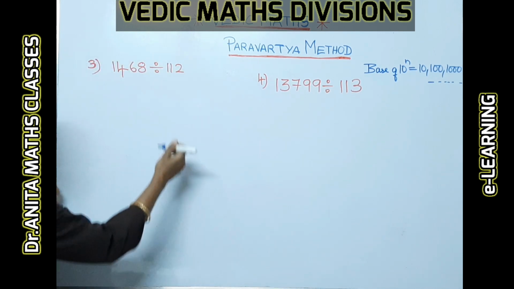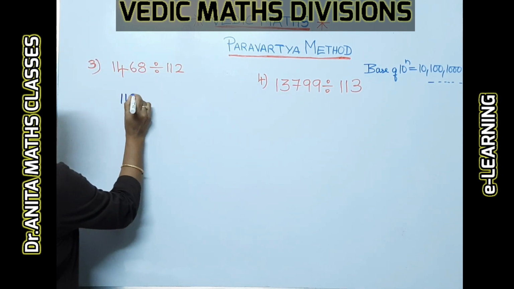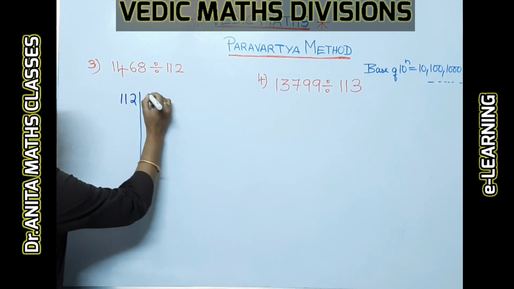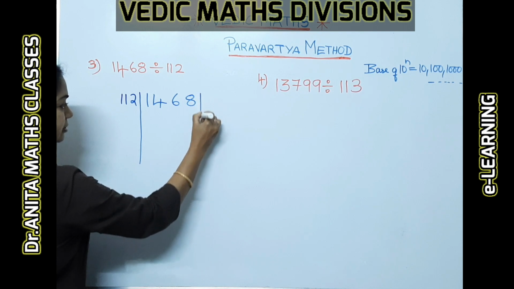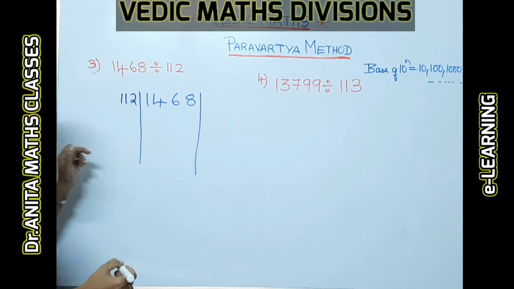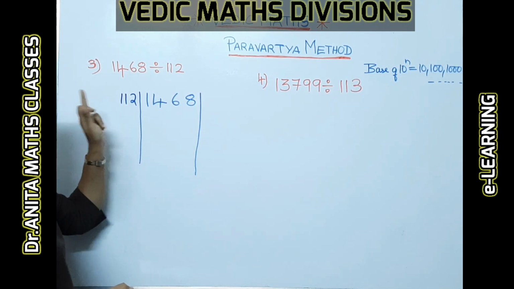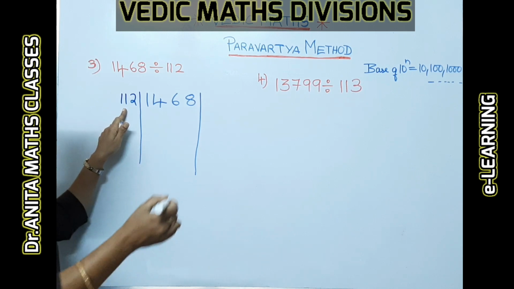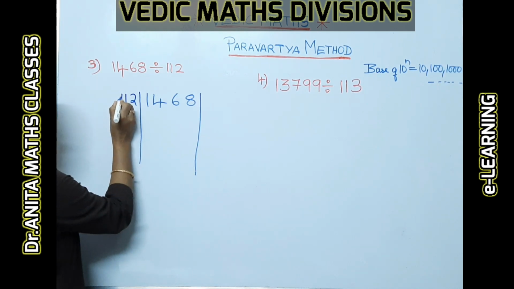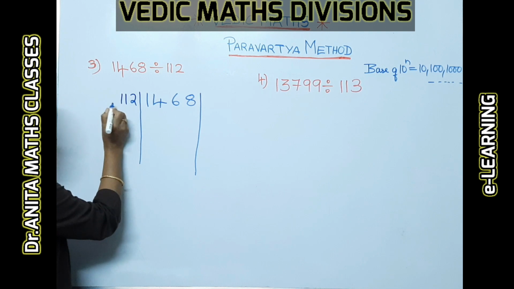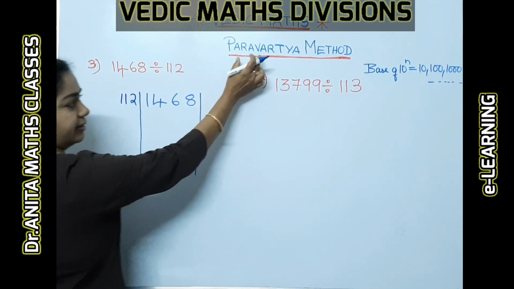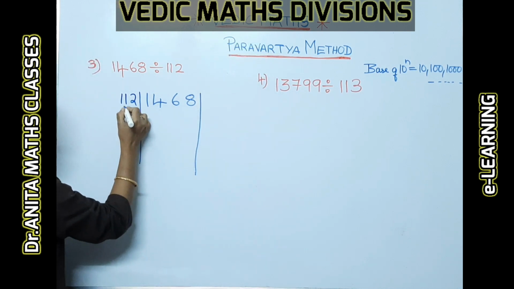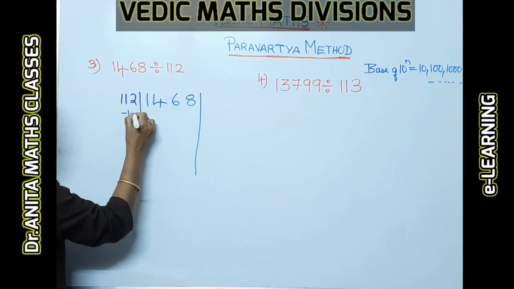Now how do we do this? 112 as it is, dividend 1, 4, 6 and 8. Now what do we start with? We have to remove the first digit, the hundreds digit, because this base is more than 100. For the next digits we write the transpose, that is nothing but the paravartya, which means minus 1 and minus 2.